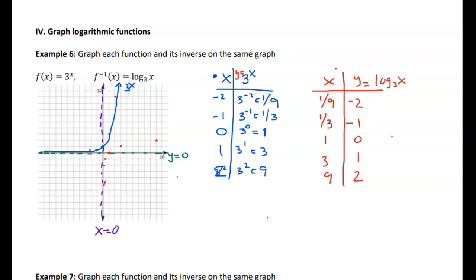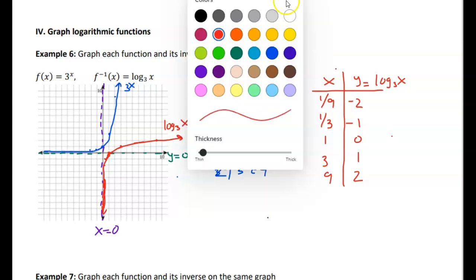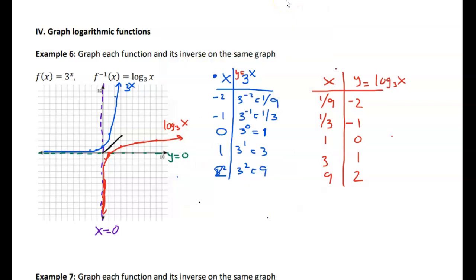So we can graph the log base 3 function, and it looks like this. It hugs the vertical asymptote, the y-axis, and this is log base 3 of x. Okay, we can see that these are symmetric along the diagonal line y equals x. So this is what a parent log function looks like. It's the exponential reflected over the diagonal line.